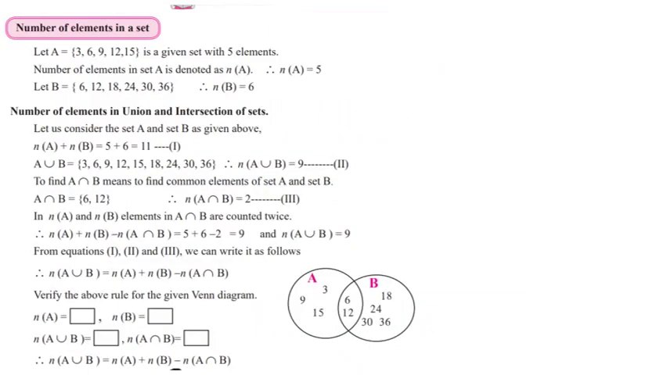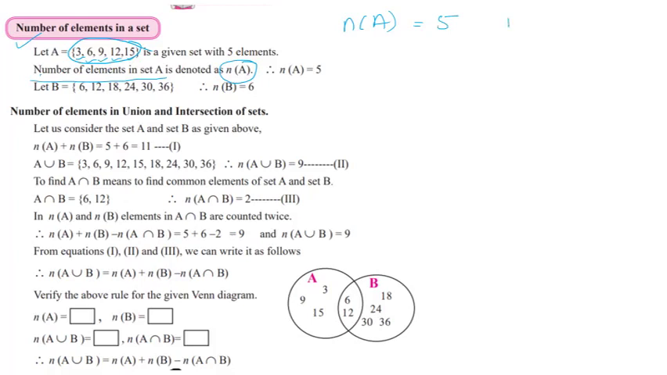Now let's learn the number of elements in a set. Now see, n of A means what? The number of elements in set A. Here the number of elements in set A is denoted by n of A. Set A is given. See, here is the A set. How many elements are there? See, 1, 2, 3, 4, 5. 5 elements are there. Therefore, n of A equals 5.